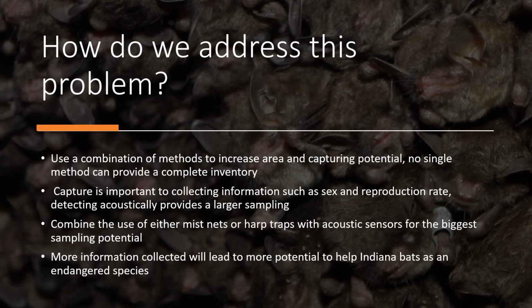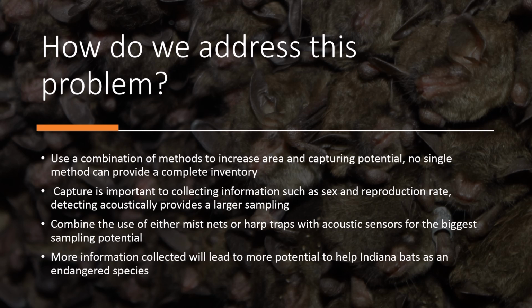So how exactly do we address this problem? Well, the best way is to use a combination of methods to increase area and capturing potential, since no single method can provide a complete inventory. Capture is important to collecting information such as sex and reproduction rate, and detecting acoustically provides a larger sampling.